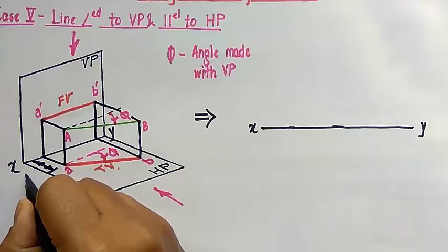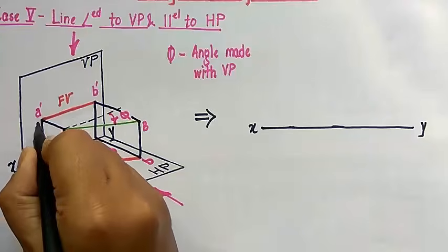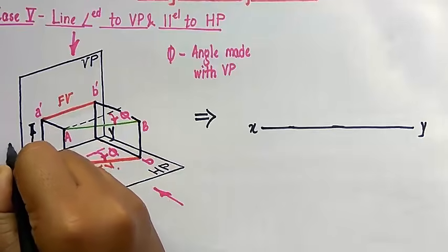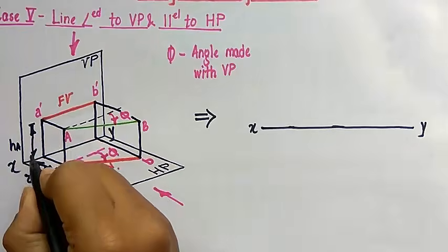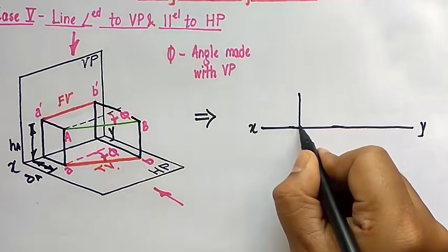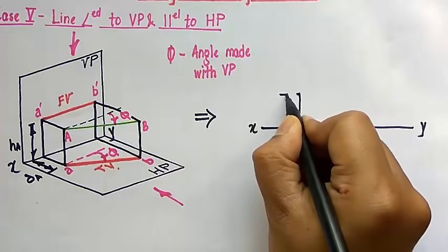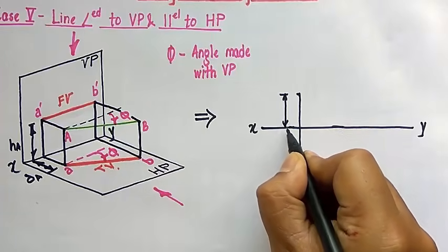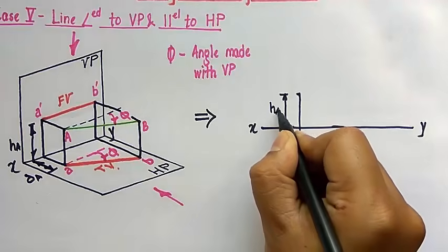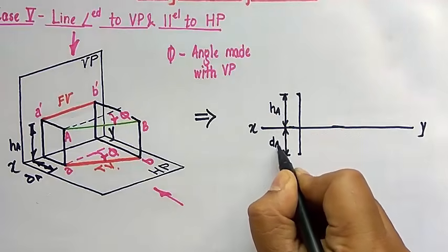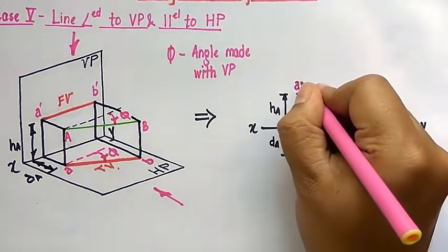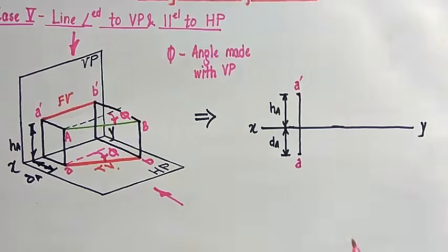All right, now certain dimensions that we need to know: first is this one, for this endpoint, DA, and for this endpoint, HA. So H above and D below, H above and D below. So this is HA and this is DA. With H you need to put a dash, so this is going to be A dash. With D you don't need to put a dash.